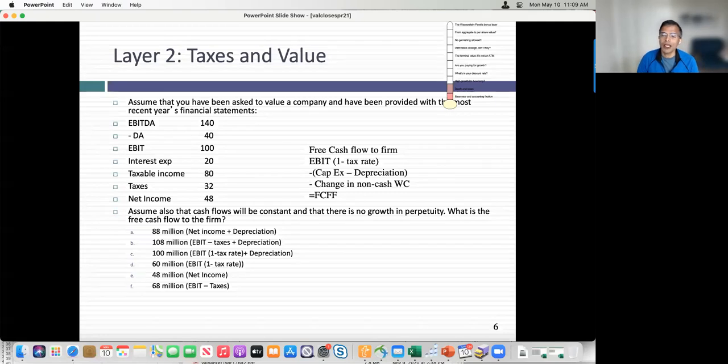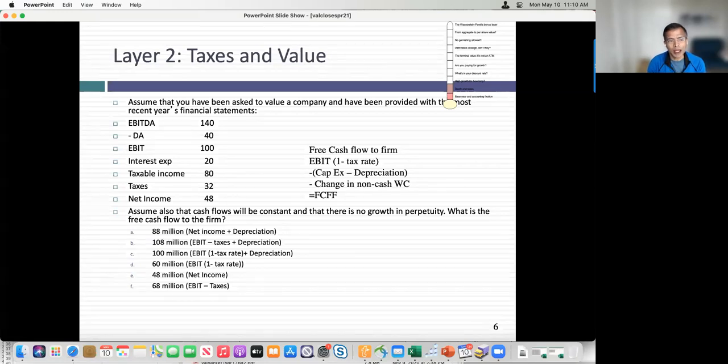Why am I using the 40% tax rate and not the 32 million? Because if I put in the $32 million tax expense, you know what I'm doing? I'm double counting the tax benefits from interest expense. I'm saving 8 million because of interest expenses, and remember, your cash flows are supposed to be before those tax benefits. The free cash flow to the firm is 60 million.